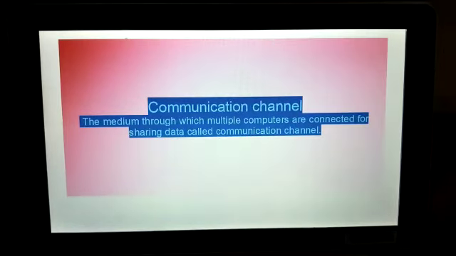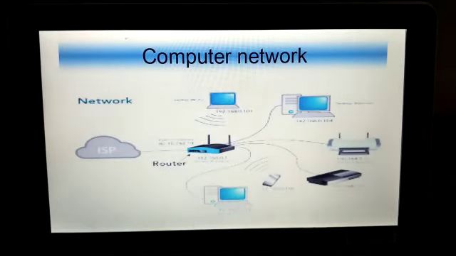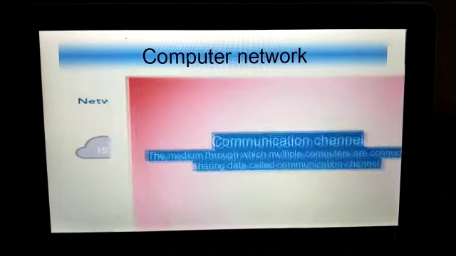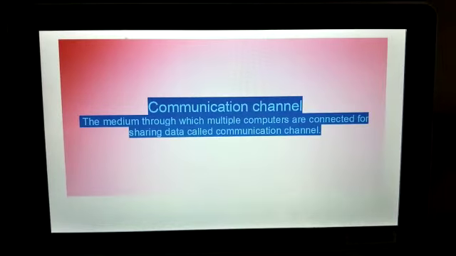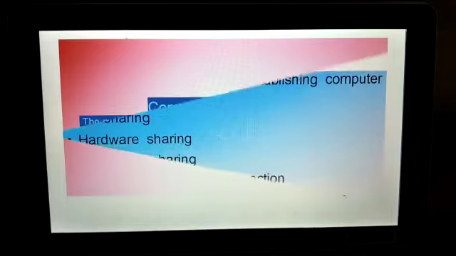Communication channel: the medium through which multiple computers are connected for sharing data is called a communication channel. In the previous diagram, the router and the ISP are the medium through which other computers are connected, and this is called a communication channel.